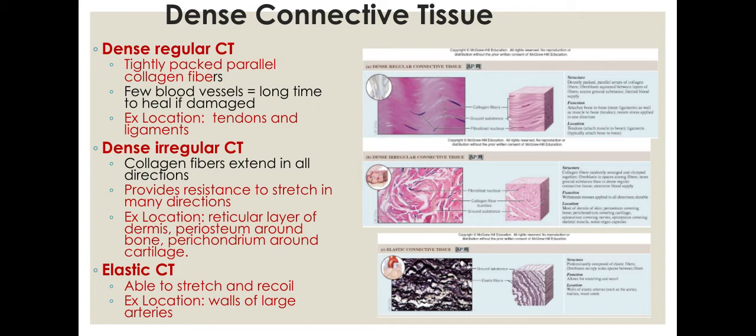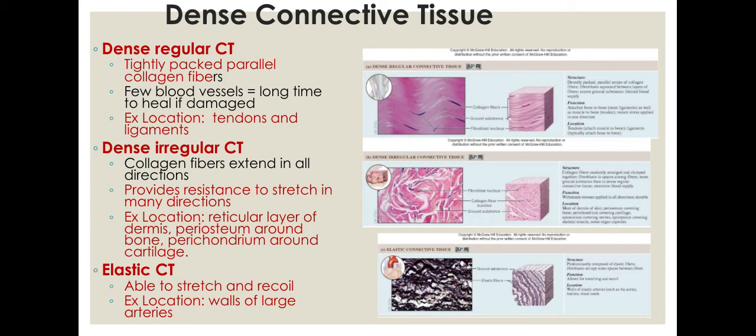Then you've got dense irregular connective tissue. It has collagen fibers, but they go in every which direction. So you can see the difference between regular being nice and straight and orderly and irregular being sort of all over the place. It's going to provide resistance to stretch in a lot of different directions. So you'll find it in your skin, in the lower layers called the reticular layer of dermis, in the periosteum around bone, that's the tissue that is sort of wrapped around your bones, and the perichondrium around cartilage.